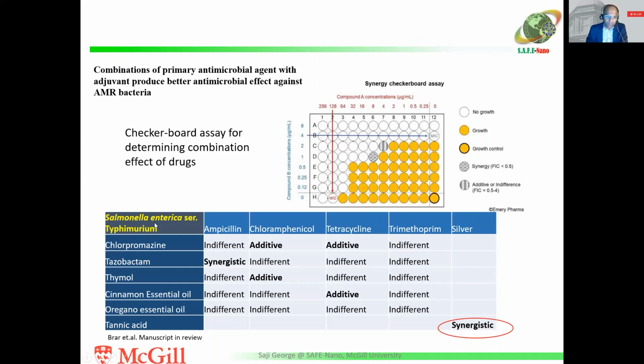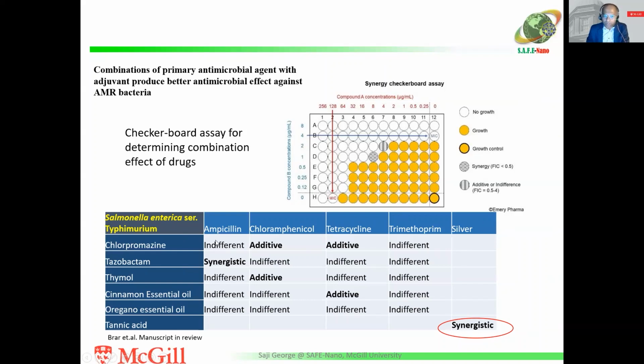So here is a list of what we call adjuvant molecules, because they are efflux pump inhibitors or beta lactamase inhibitors, or molecules that facilitate the uptake of the antibiotic into the bacterial cell, for example. Here we took Salmonella enterica as the bacterium that showed the highest level of antibiotic resistance, and we tested against the panel of adjuvants and primary antibiotics.